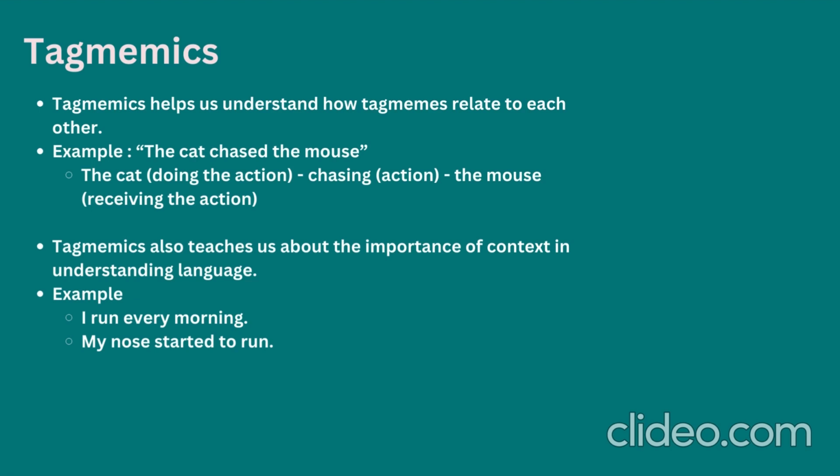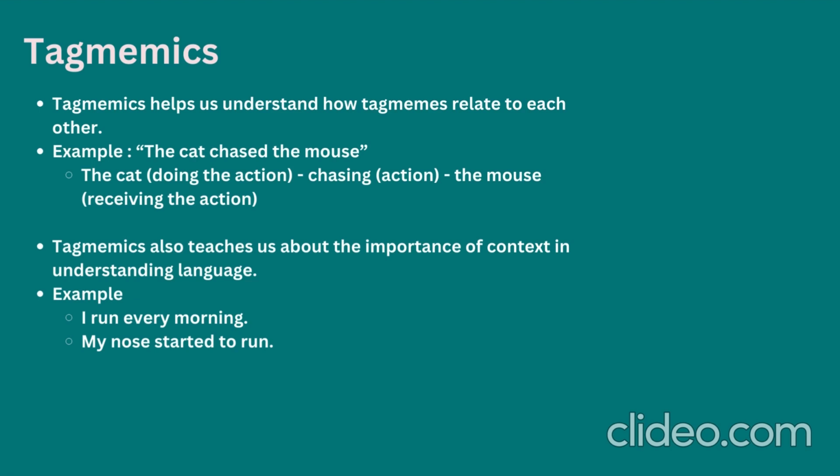See this sentence, the cat chased the mouse. Here we understand the relationships between the different words or the different grammatical units. Here the cat, which is the subject, is the one who is doing the action. And we understand what action is done? It is chasing. So that is the verb. And then who is receiving the action, or who is the object? The mouse. Okay, in that way, we understand the function that each grammatical unit or each linguistic unit, or each tagmeme, has in that sentence.